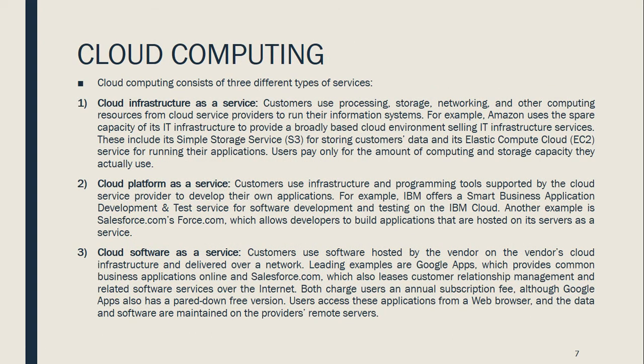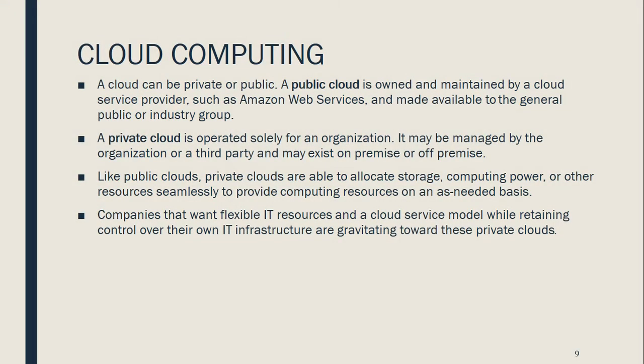There are 3 computing models: cloud infrastructure as a service, cloud platform as a service, and cloud software as a service. And then we discussed the 2 types of clouds. One is the public cloud and the other is the private cloud. A public cloud is owned and maintained by cloud service providers such as Amazon Web Services and made available to the general public or an industry group.